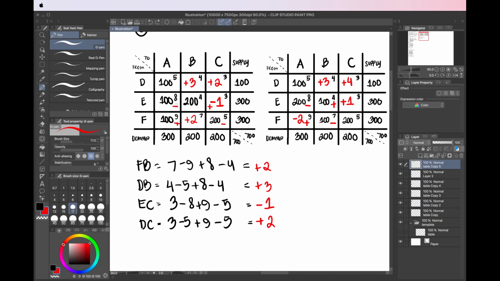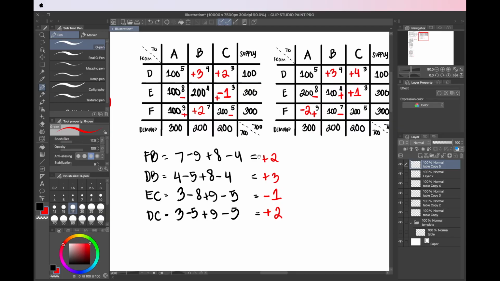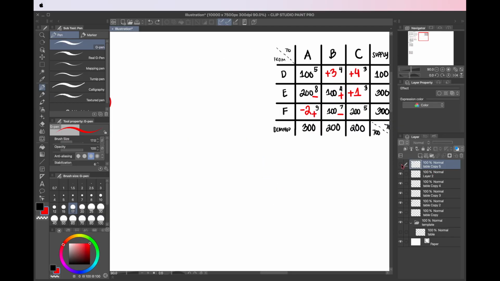Then what would happen is we do the same thing. 100 minus 100 will be 0. 200 minus 100 will be 100. This would now be 200. And this would be 100. Okay? So let's just copy the table again.